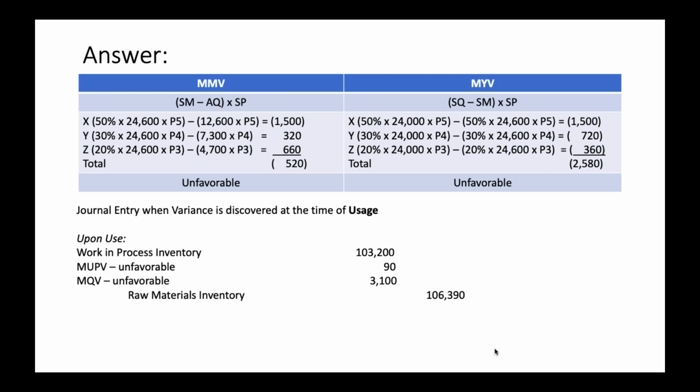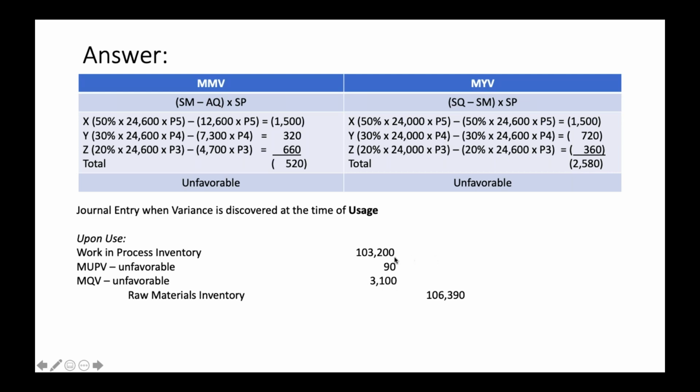Okay, where did we get all these figures? There's no separate variance for material mix and material yield. Again, the total of the two is the material quantity variance. So this is 520 and 2,580, so this one is 3,100 material quantity variance. And this is both unfavorable. So this is debit material quantity variance 3,100.